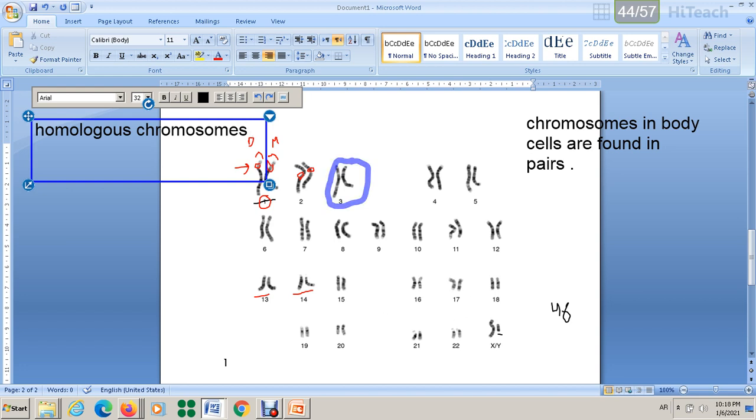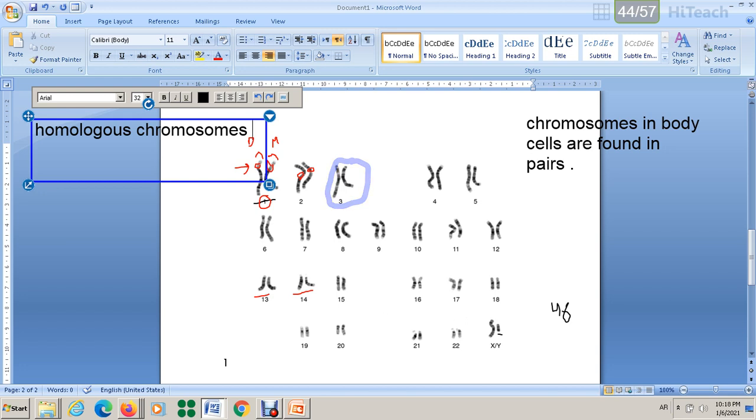What are these homologous chromosomes? Again, what about the homologous chromosomes? These are chromosomes you can find in the body cells in pairs. They are carrying the same genes, they have the same structure, the same size. Okay, they are called what? Homologous chromosomes. You find all of these chromosomes in body cells as what?